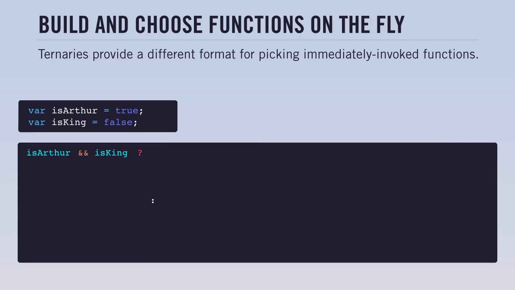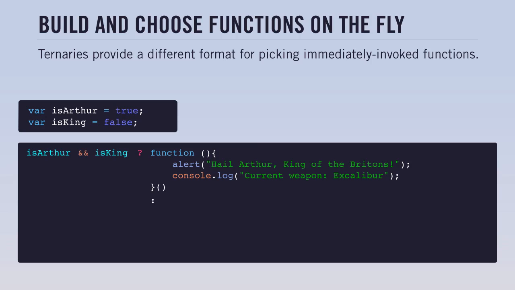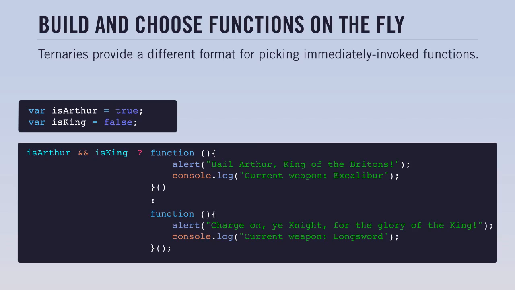So we'll scoot our stuff up here, and you can see now on the right-hand side of our question mark, we're going to put an immediately invoked function. What's it going to do? It's going to alert hail to the king, and it's also going to log out the king's weapon. Following the colon, now we're going to put another immediately invoked function that's going to alert for the regular knight, as well as log out that their weapon is the longsword.